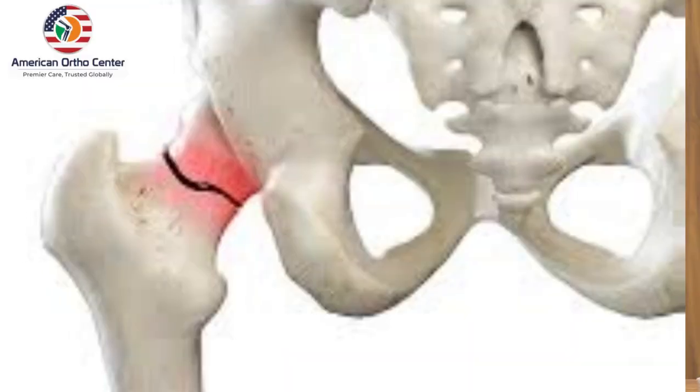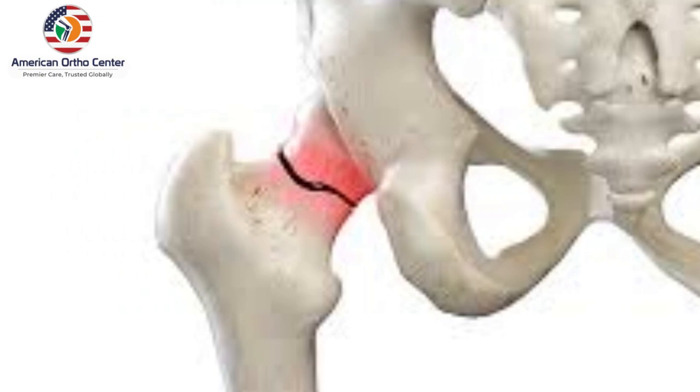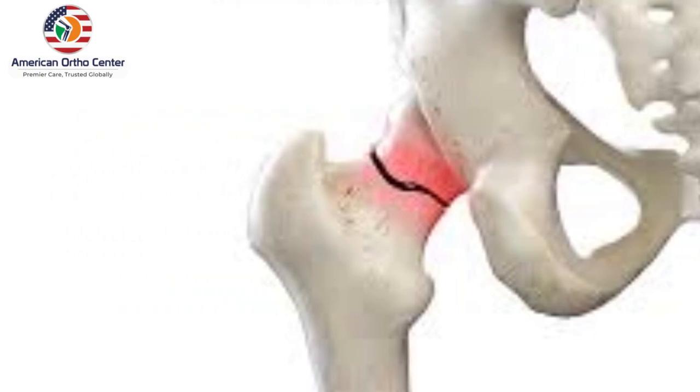The third type of arthritis is post-traumatic arthritis, where you had a history of trauma or fracture of the hip joint, which causes damage to your cartilage and damage to the circulation of your femoral head, which indirectly causes hip arthritis and pain related to your hip joint.